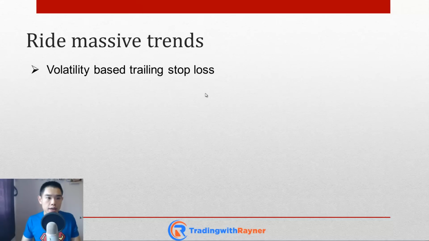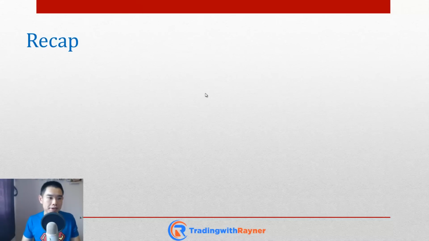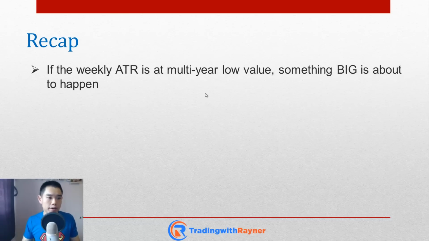So with that said, wow, we've covered quite a bit. Let's do a quick recap. Number one, how to identify explosive breakout trades about to occur. If the weekly ATR is at a multi-year low value, something big is about to happen. So watch the price action. If it breaks out of key market structure, you can use multiple time frames to enter the trade and potentially ride the big move.